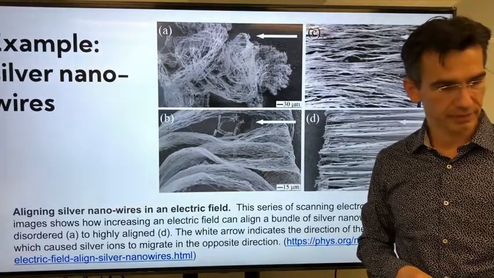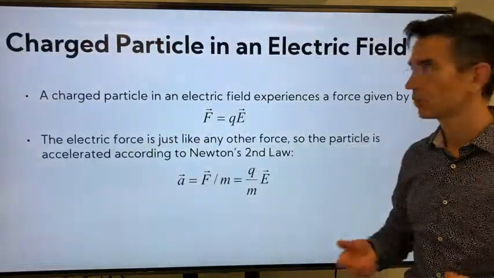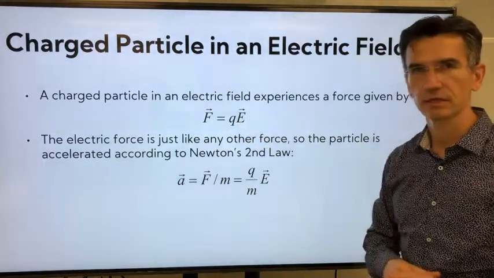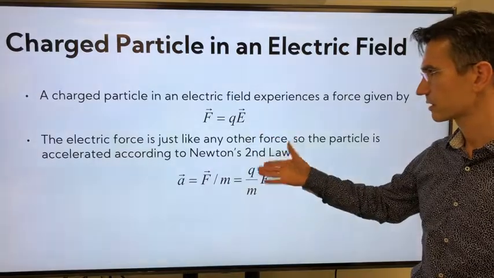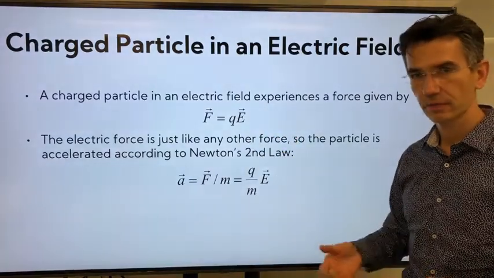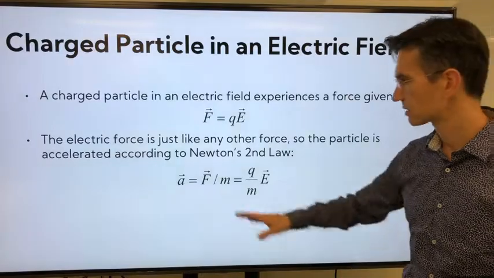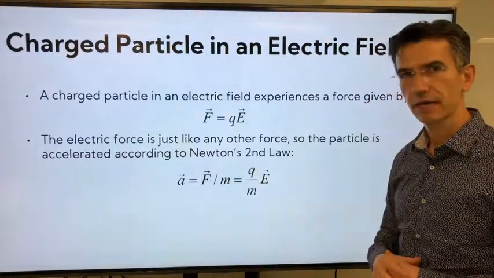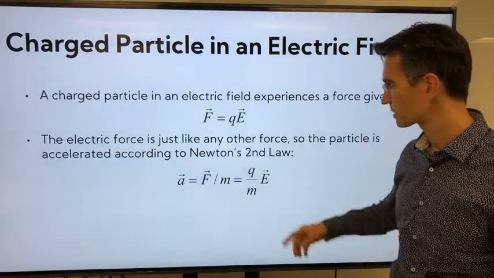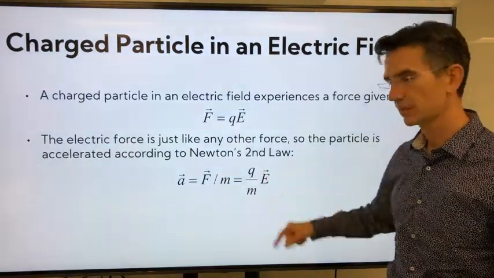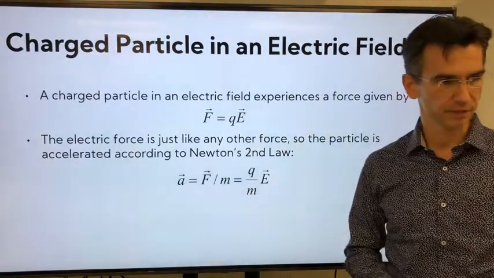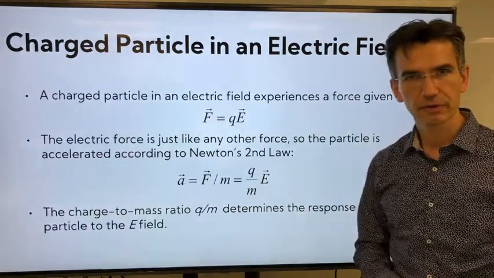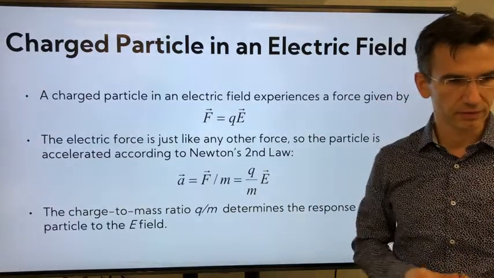To understand how matter behaves in an electric field, we know that we're dealing with the electric force. The force on a particle is the charge times the strength of the electric field. And the electric force behaves just like any other force, based on Newton's second law. So the acceleration of a particle is the ratio of the force to the mass of the particle. In the case of the electric force, this is Q over m, the charge over the mass of the particle, times the strength of the electric field. This particular ratio, the charge to mass, will determine how the particle will behave in an electric field.